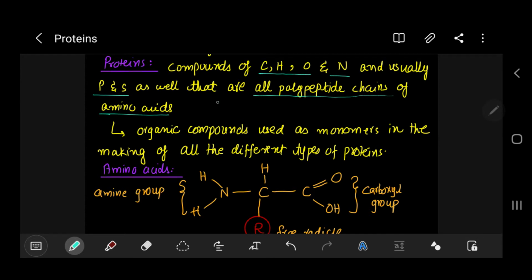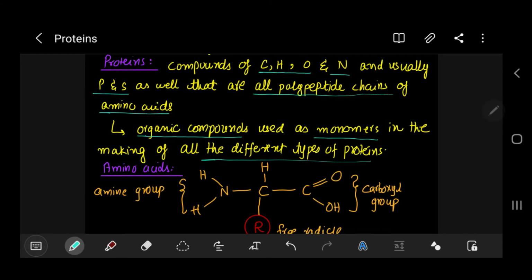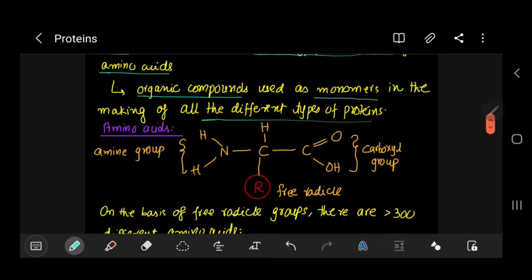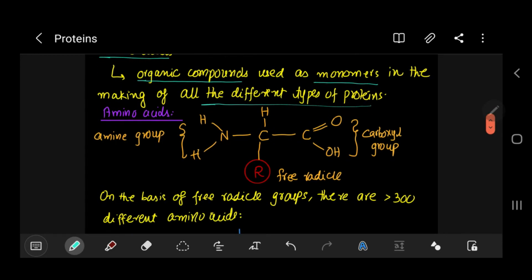Now what are amino acids? Amino acids are organic compounds containing carbon, and they're used as monomers, like many small units connected together to form a large polymer in the making of all the different types of proteins. Pretty simple, pretty clear. Let's move on to the basic structure of amino acids. Now this is the basic structure of amino acids.